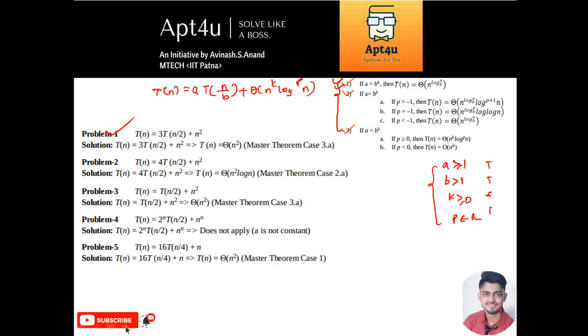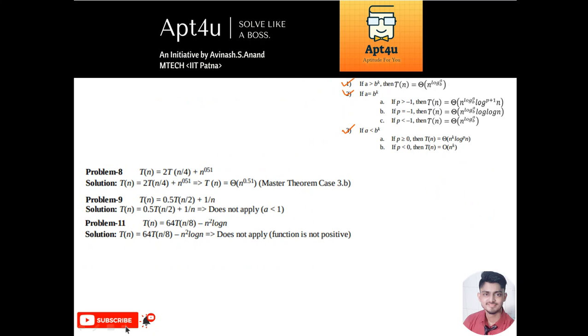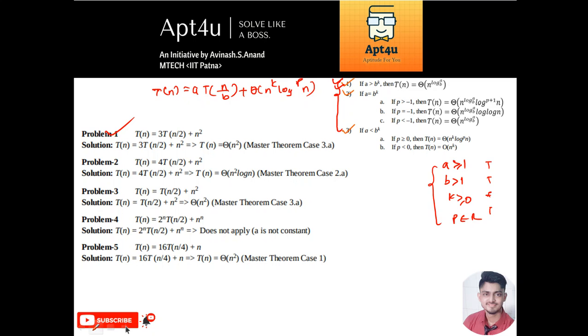If you compare this expression with the general expression, you will find that the value of a is 3, the value of b is 2, and the value of k is 2, and p is 0, because you don't have the log term here. So p is 0, because log^0 n is 1. Now the next step is to check whether the constraints are satisfied.